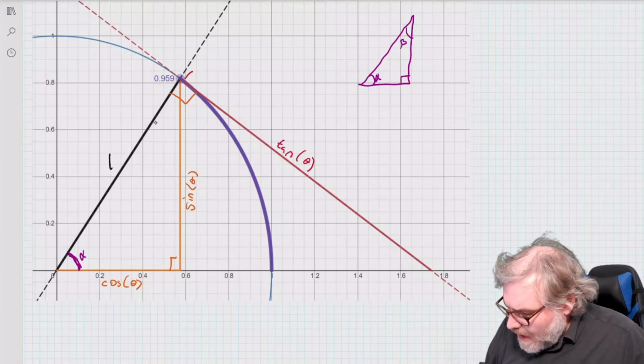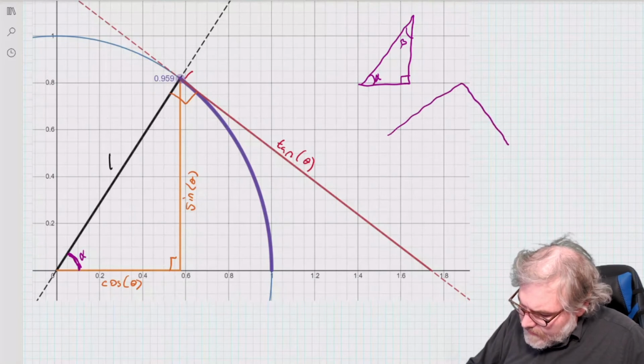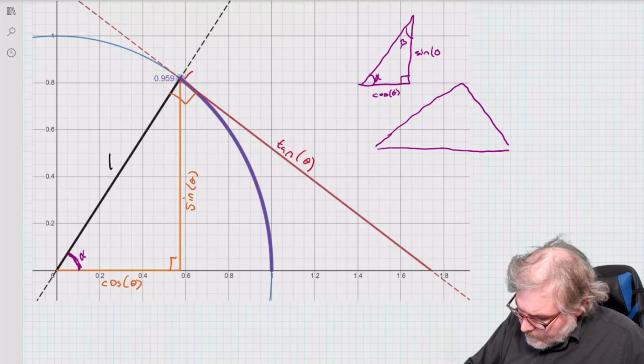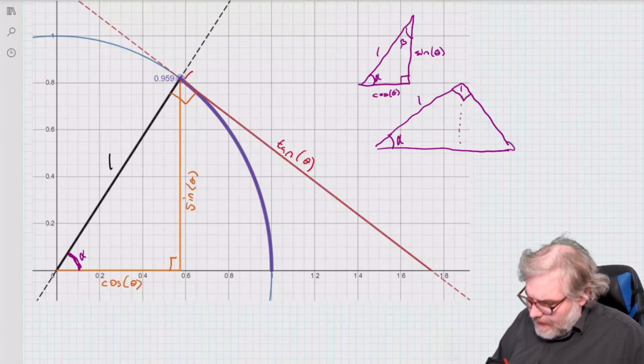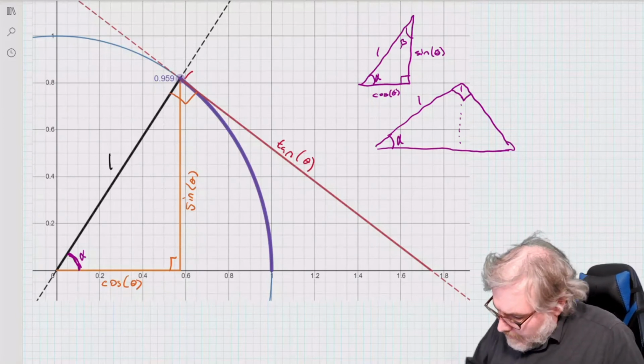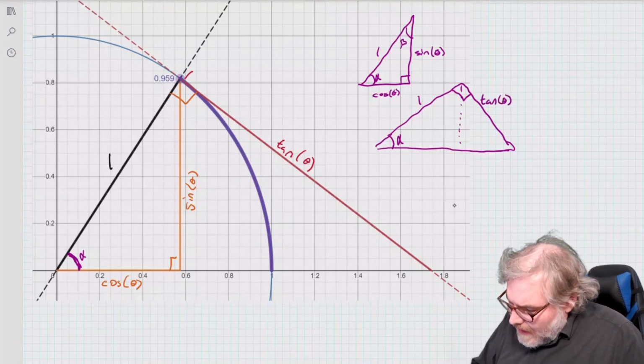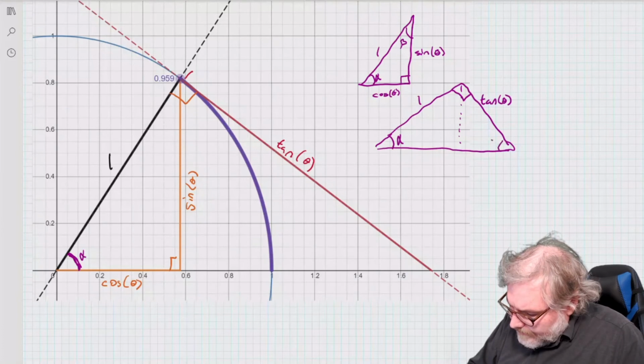And then it's shared between this other triangle. And this other triangle is also a right triangle. This is a right triangle. This base here is the secant, in case you care, but we don't. This right here is the tangent. And since they share an angle, we'll call this angle gamma.